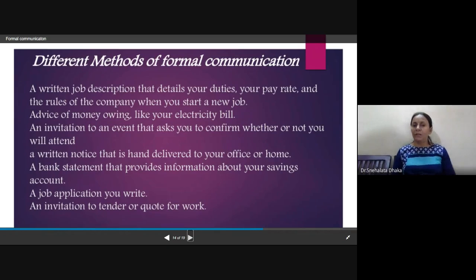ठीक है, तो टाइम टू टाइम इलेक्ट्रिसिटी बिल के थ्रू हमें पेमेंट की इंफॉर्मेशन मिलती रहती है, अदरवाइज हमें पता ही नहीं चलेगा। ठीक है, इफ ये बिल का प्रोविजन नहीं हो, ये फॉर्मल कम्युनिकेशन नहीं हो, तो हमें पता ही नहीं चलेगा। और ऑल ऑफ अ सडन वन डे इट विल बी अ बर्डनसम issue. Clear? Now next is an invitation to an event that asks you to confirm whether or not you will attend.